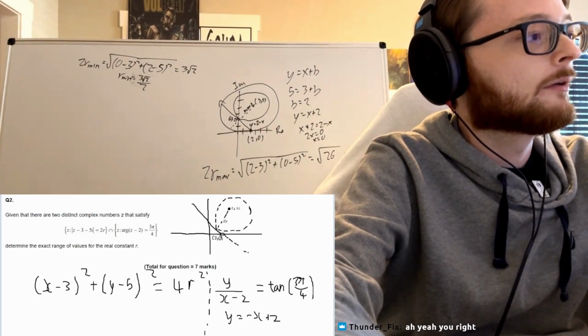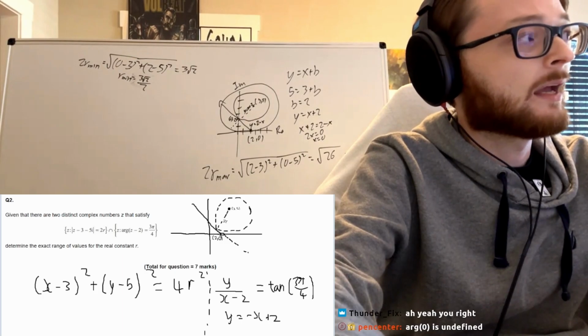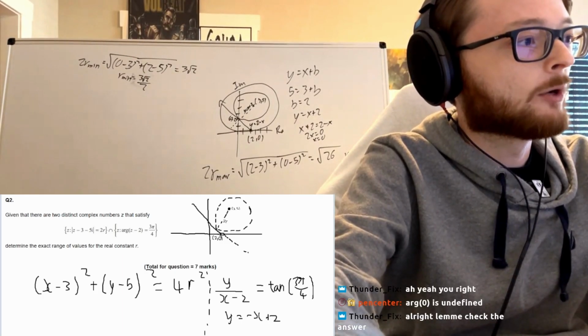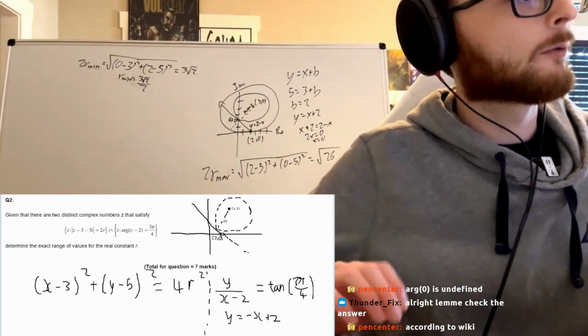Arg0 is undefined. So in that case, yeah, I would say we don't need the or equal to, I would think. Thanks for looking that up, Penn Center.